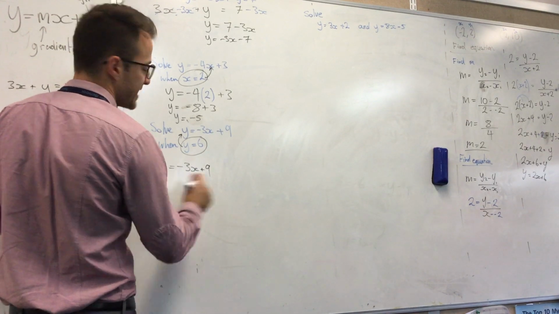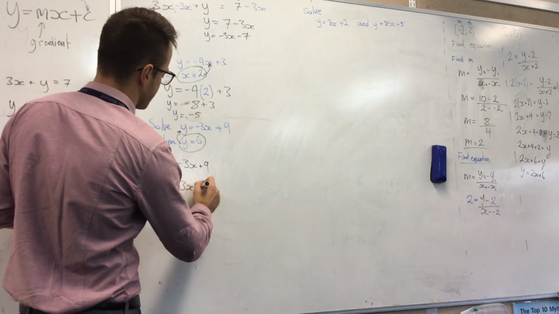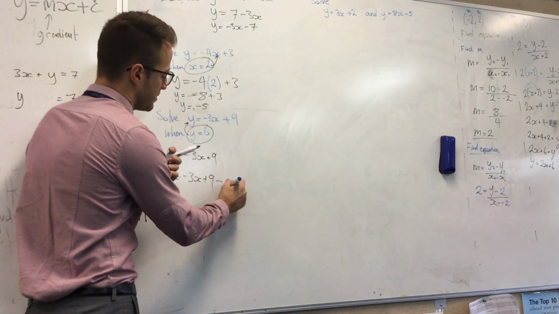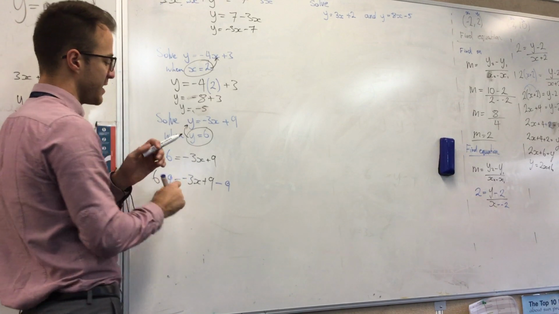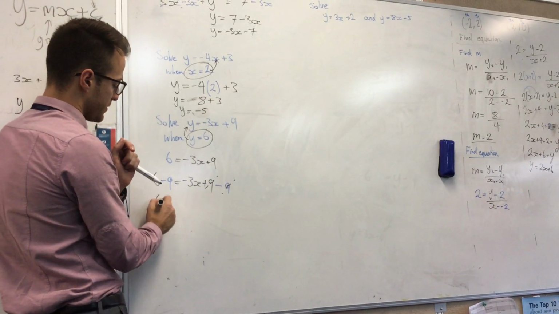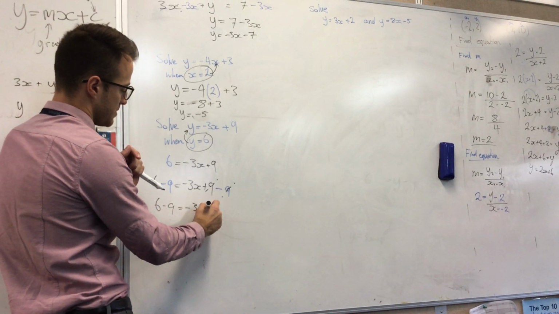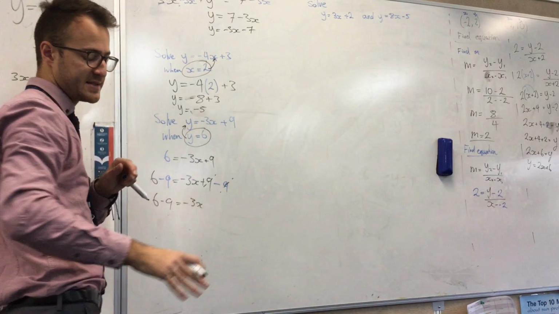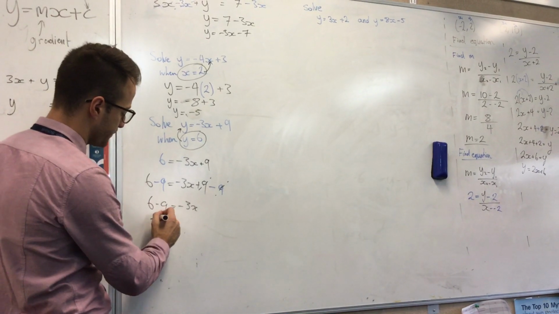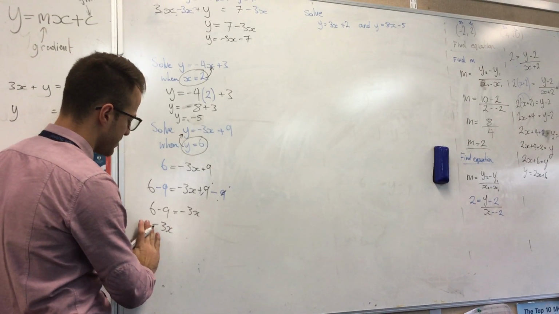Fantastic. Yeah. Cool. So we've got 3x plus 9, and the opposite of adding is taking away. We'll do it to the other side as well. They'll cancel out. We'll get 6 take 9 equals 3x. I'm getting a bit messy, I apologise. 6 take 9, obviously negative 3. Oh, what am I writing? Sorry.